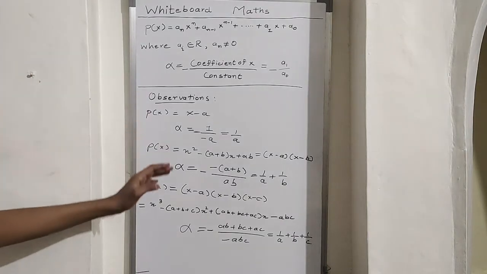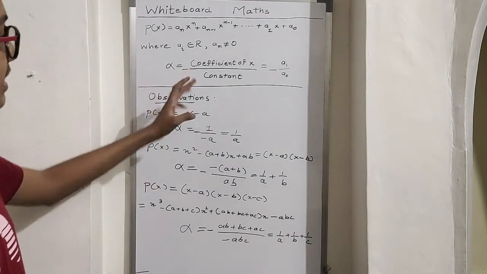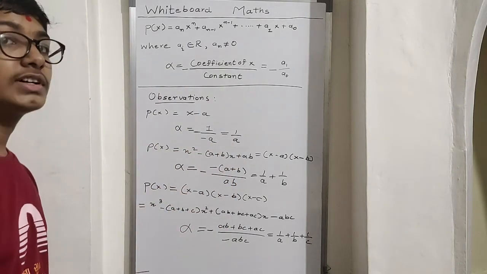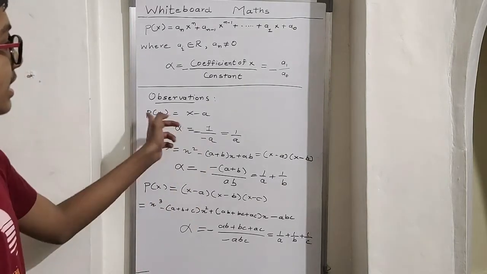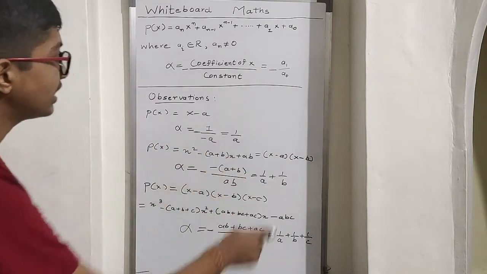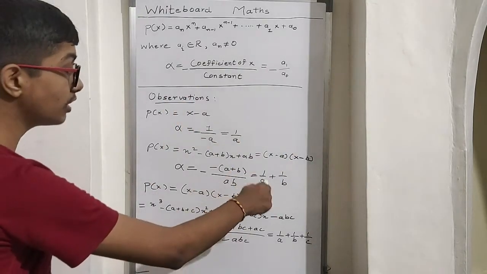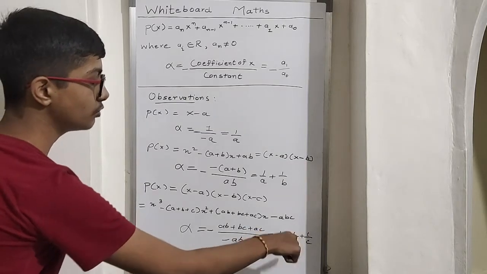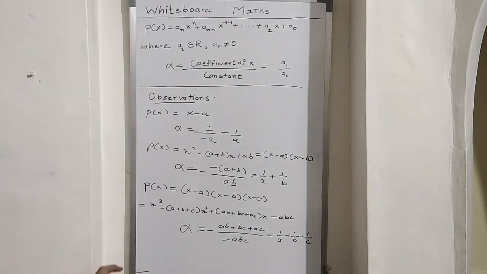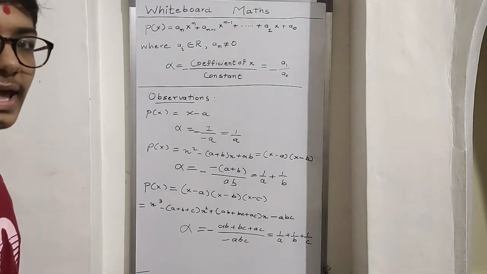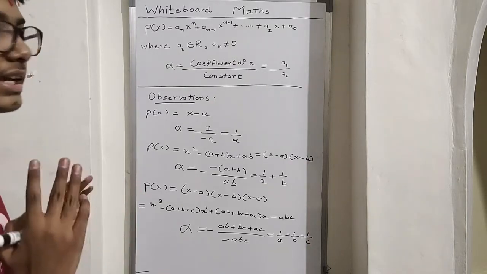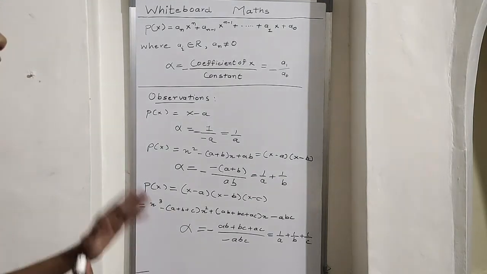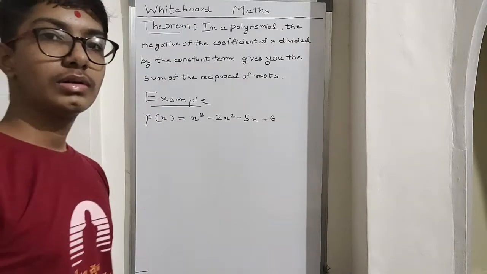So basically what alpha is giving out is the sum of the reciprocals of the roots. Here only a is the root, so 1 over a. Here there are 2 roots, so 1 over a plus 1 over b. Here there are 3 roots, 1 over a plus 1 over b plus 1 over c. So this is the observation we have, and this will give you the intuition of what the theorem exactly says. So I will rub the board and we will get to it.